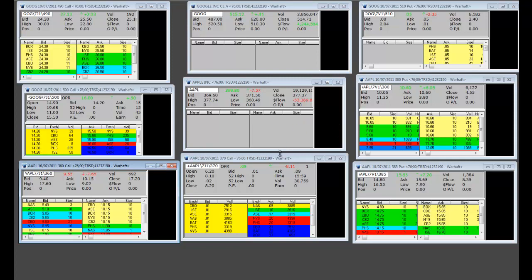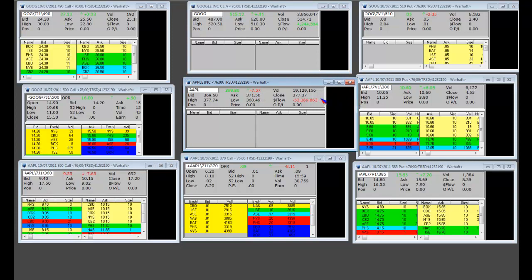We'll start with Apple. Apple closes at 369.80, down 7.57, because that's where it was. The previous day's close was 377.37. Intraday low was 368.49. Intraday high, 377.74.